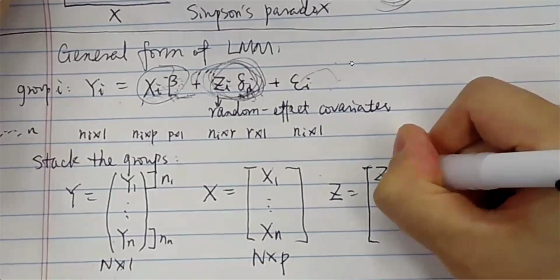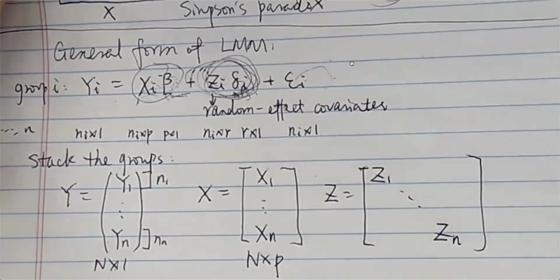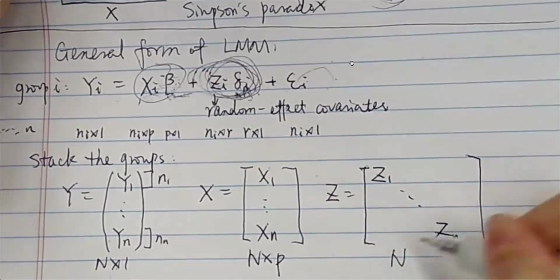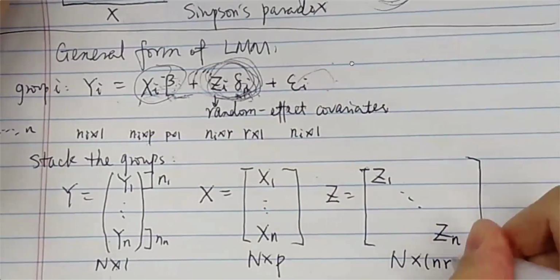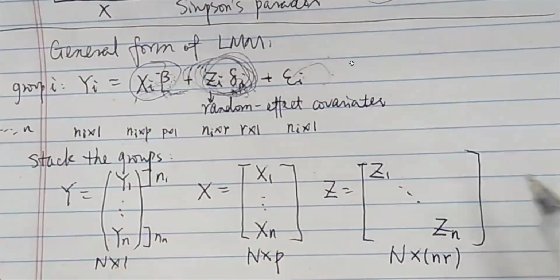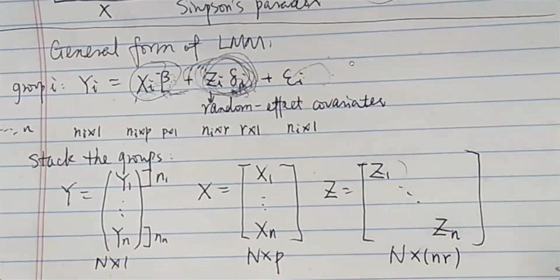So we have Z1 to Zn in this way. So the number of rows is still big N, but the number of columns becomes n times R. So each Zi has R columns, and they are stacked column by column.